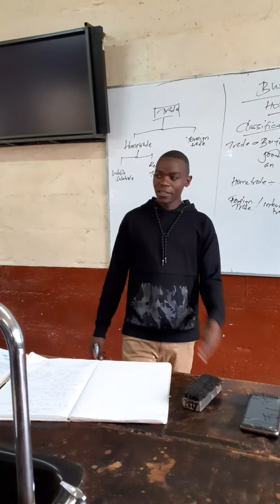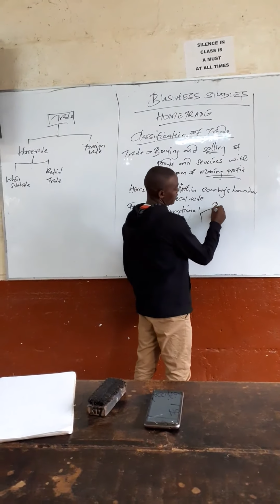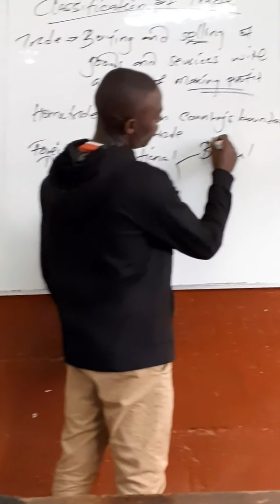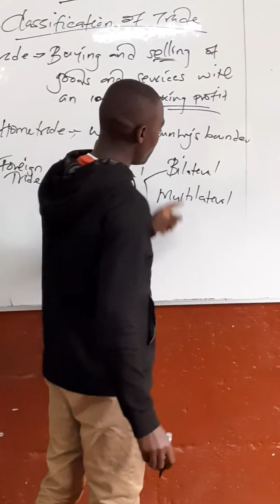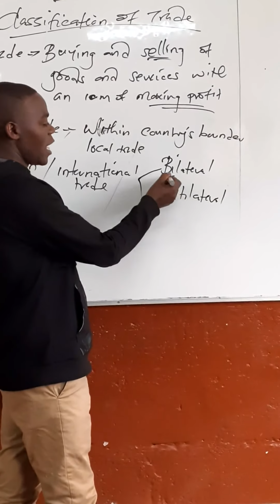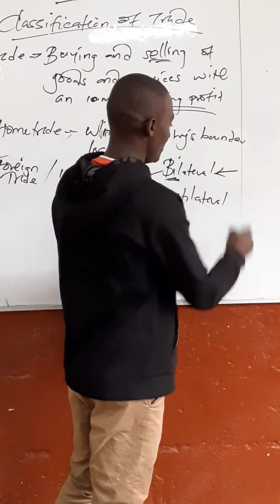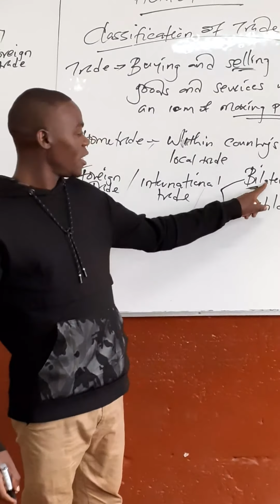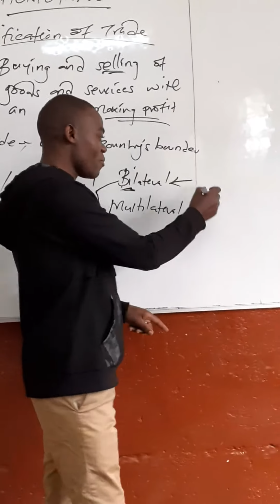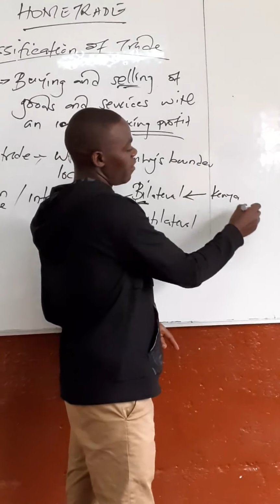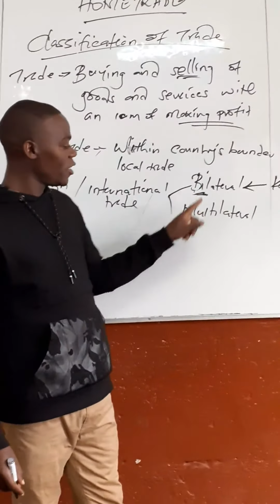This foreign trade can be bilateral or multilateral. Bilateral comes from the term bi, two. This means it's a trade which is carried out between two countries. Only two countries. For example, Kenya and USA. This is a bilateral trade.